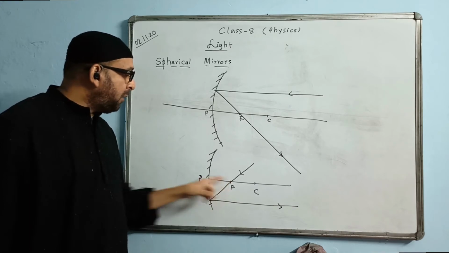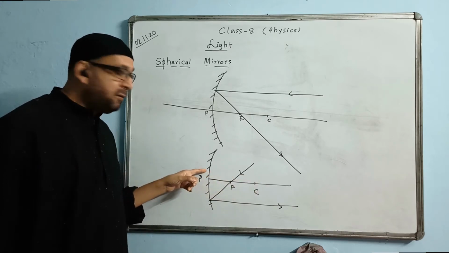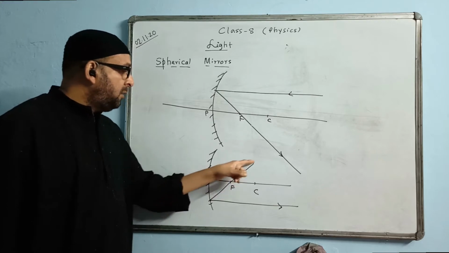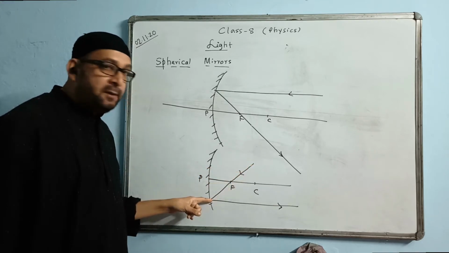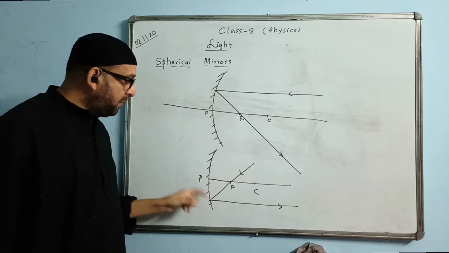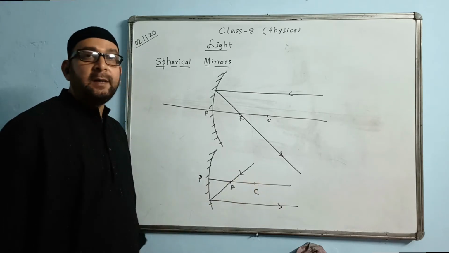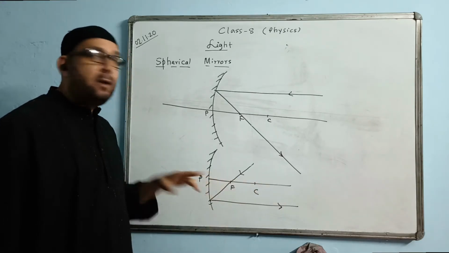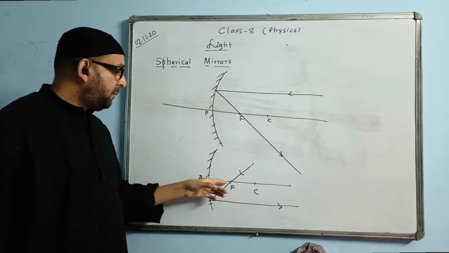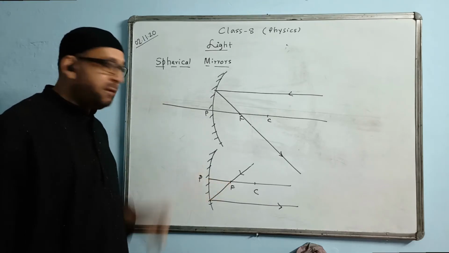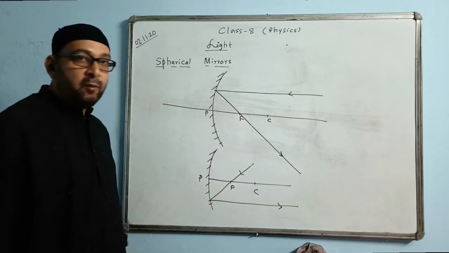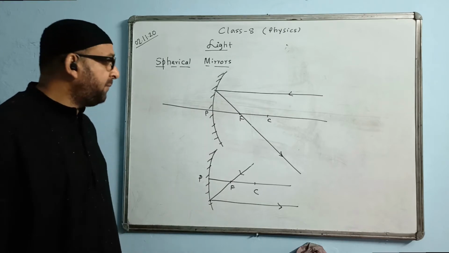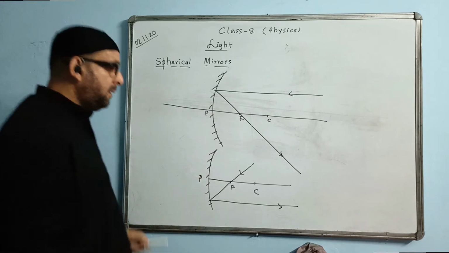Here we say it is the point on the principal axis of a concave mirror through which an incident ray, after reflection from the mirror, becomes parallel to the principal axis. This is also a way of defining the focus of a concave mirror. So there are two ways we can define the focus of a concave mirror. I'm talking about the concave mirror.